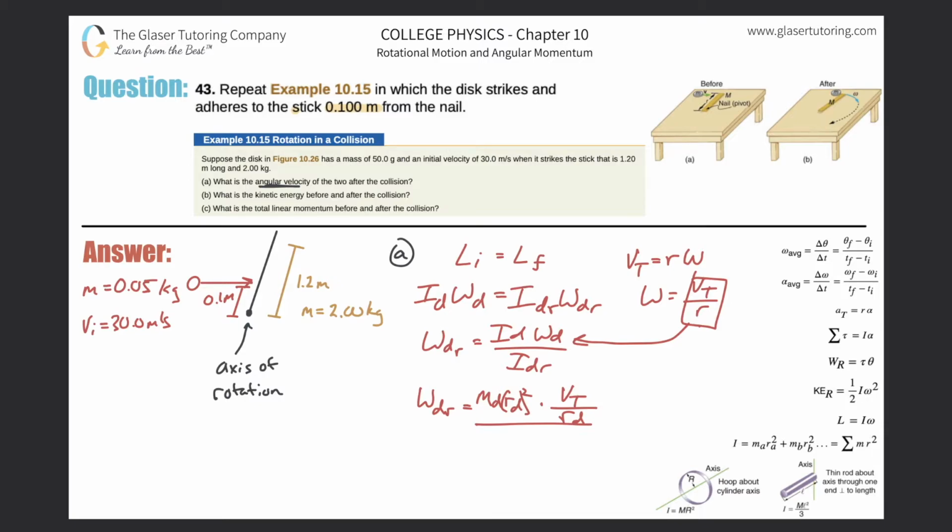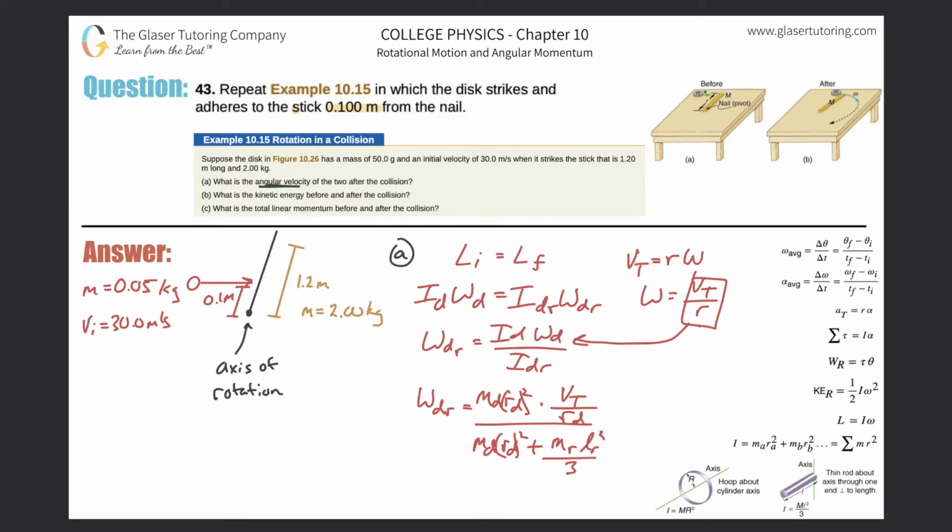So now the total moment of inertia will be the moment of inertia for the disk itself, which is the mass of the disk, multiplied by the radius of the disk squared, plus the moment of inertia of the rod. And the rod here is best approximated by this figure, where it's basically a rod rotating about an axis on one of its ends. Okay, so that's going to be now the mass of the rod multiplied by the length of the rod squared all over 3.